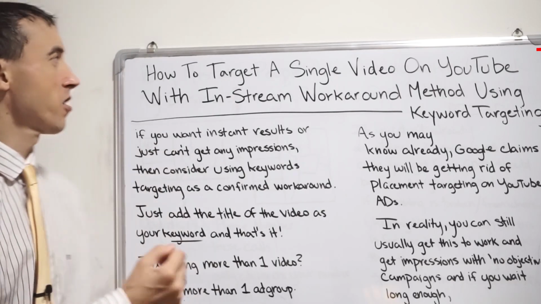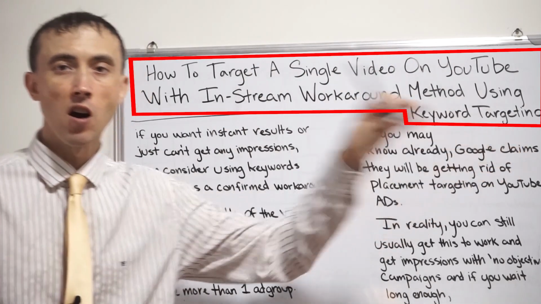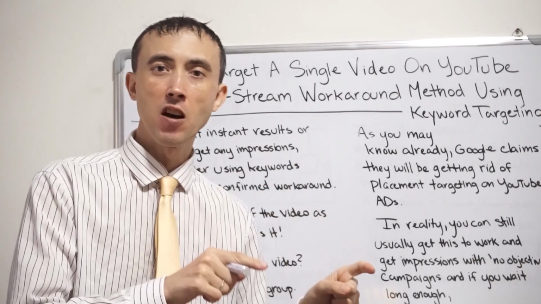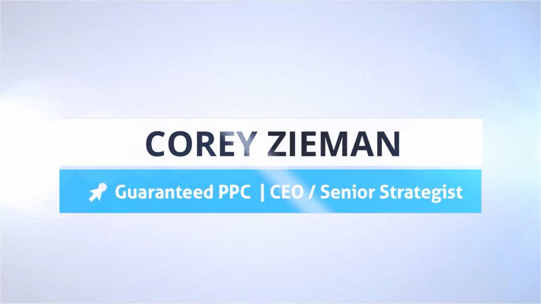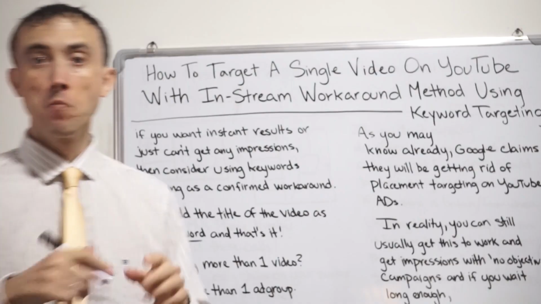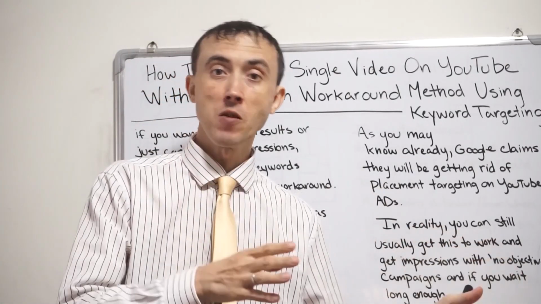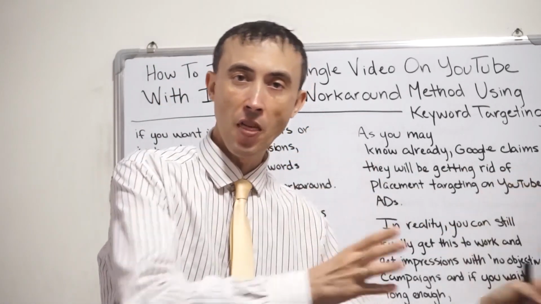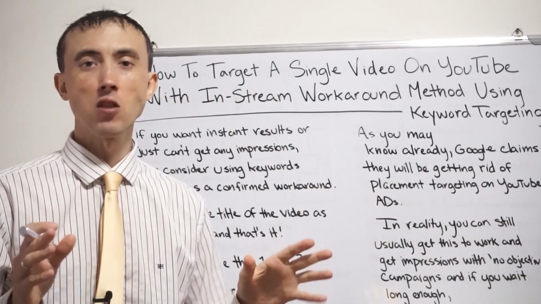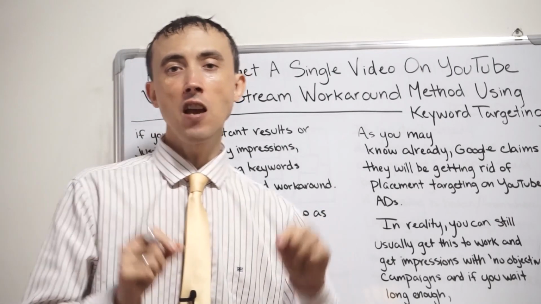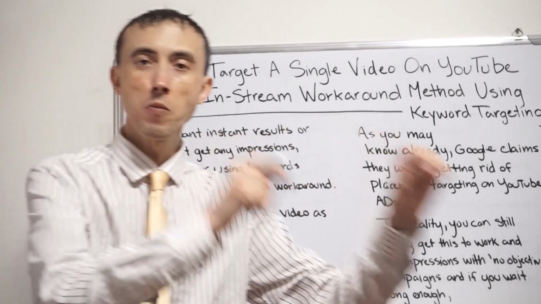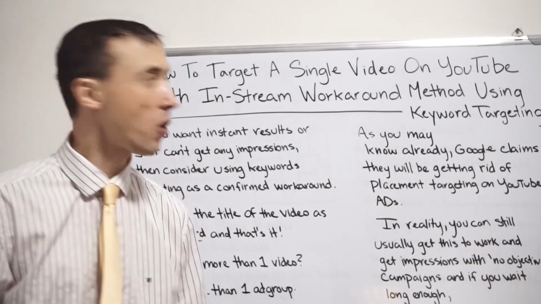Today's video, we're going to talk about how to target a single video on YouTube with your video ads, that you want to have show up on a single video, maybe a competitor's video. Maybe a third-party review that was done of your product or service. You want to have your ad show up on that video. But regardless of why you're doing it, to actually get your in-stream video ad to show up on another person's video, it's not quite as easy as it once was.